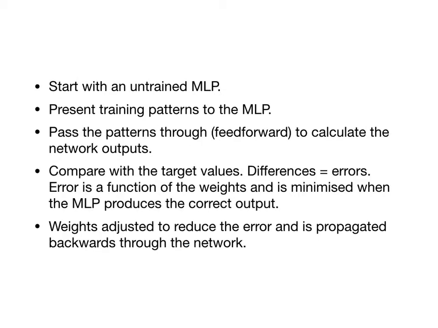The way that it works is like this. We start with an untrained multi-layer perceptron. That means we start with a multi-layer perceptron with small randomly set weights, often between plus and minus 0.2, so little uniformly randomly generated numbers.